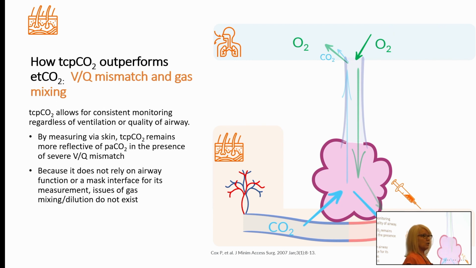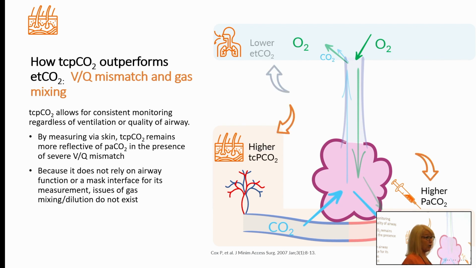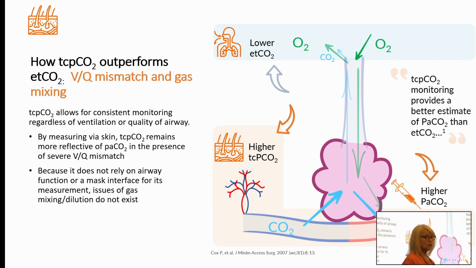But when you're monitoring the patient transcutaneously, you're bypassing the airway altogether, you're reading what's diffusing across the skin, and it's going to correlate better with your arterial CO2 that you're seeing on your blood gas. So the transcutaneous monitoring is going to provide a better estimate of your CO2 than your end-tidal monitoring.